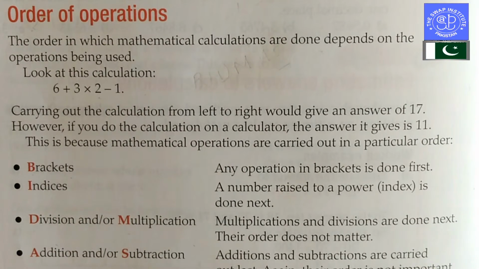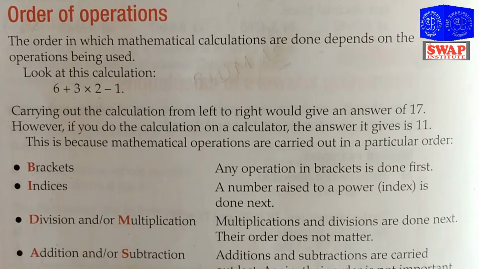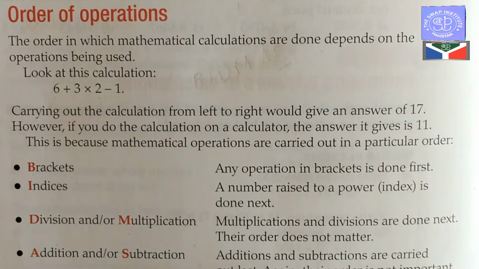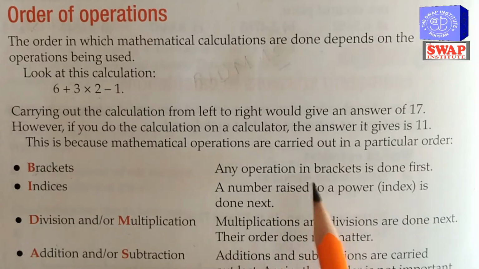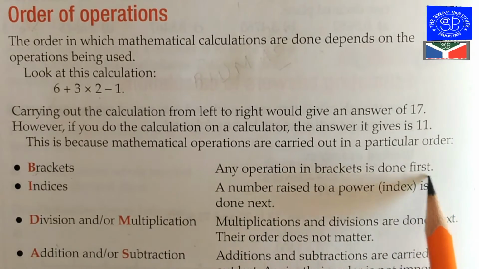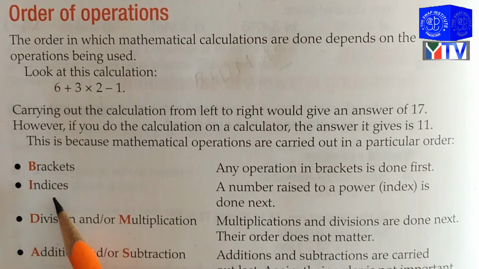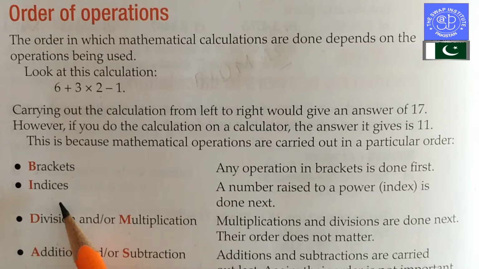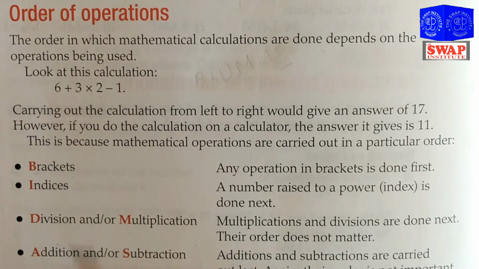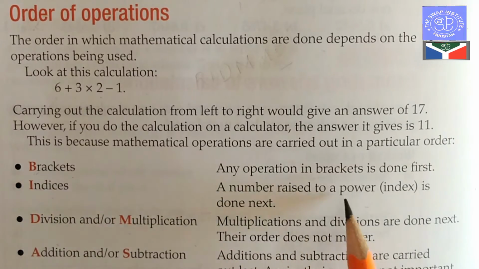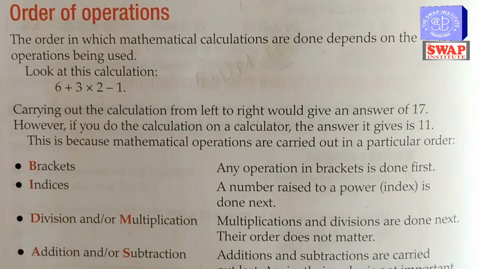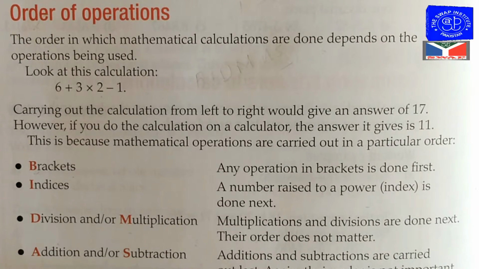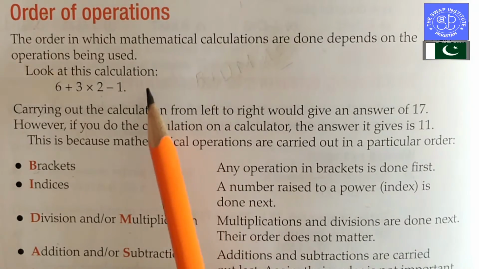Whenever you do calculations in maths, you have to follow the order of operations. And what is that? You have to solve brackets first. Any operation in brackets is done first. Then we have to solve the indices. Indices is the plural of index, and it is a number raised to a power. Then we have to do division or multiplication. After that we have to do addition and subtraction. We have to follow this rule to make our calculations correct.